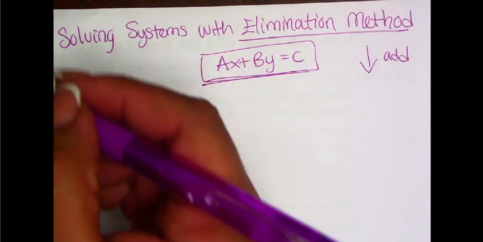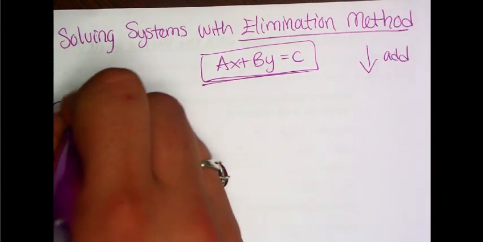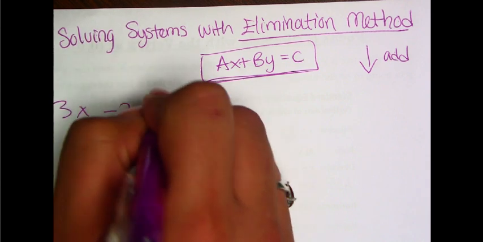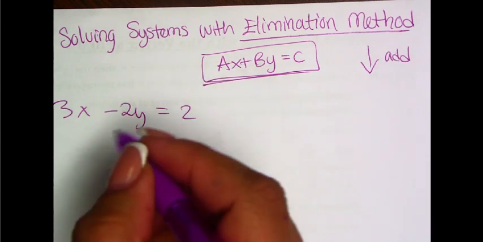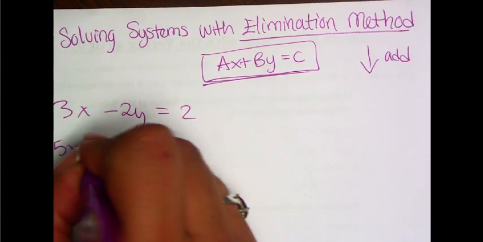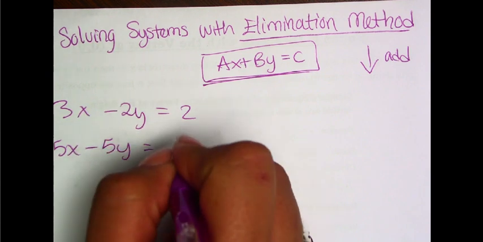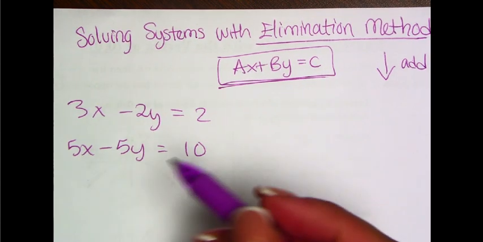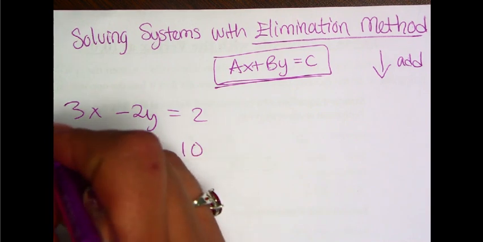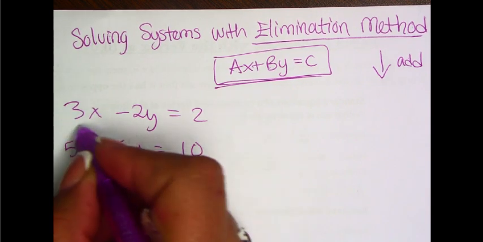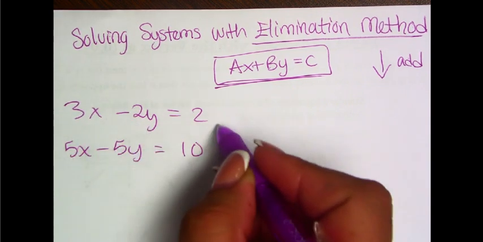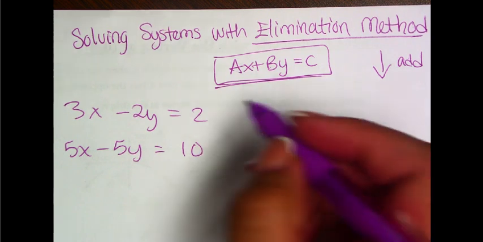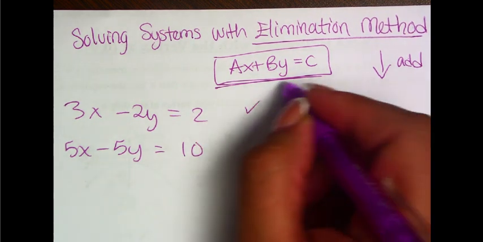So for example, let's say we have 3x minus 2y equals 2, and then 5x minus 5y equals 10. In these equations, we're going to check, first of all, if we are in standard form, ax plus by equals c. Yes, they are in standard form.